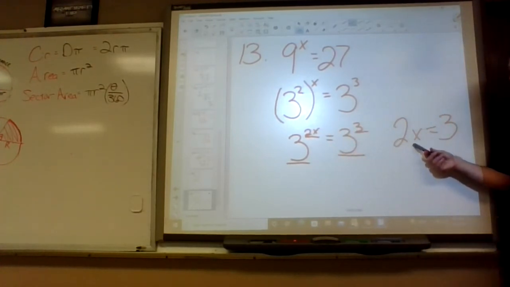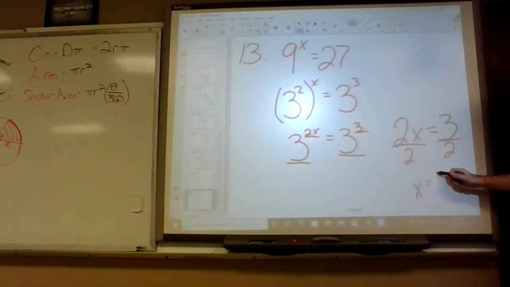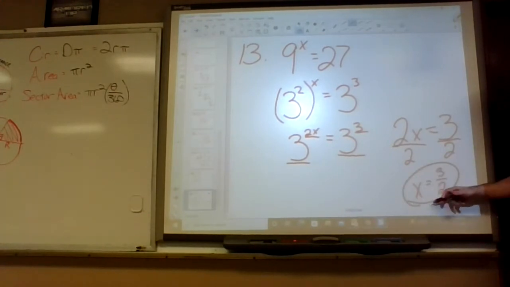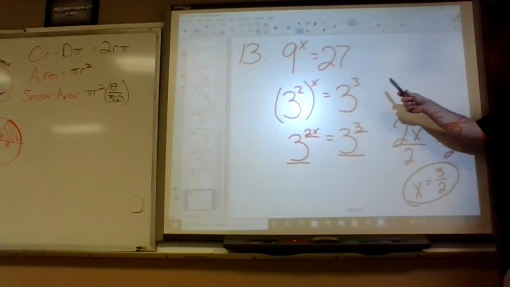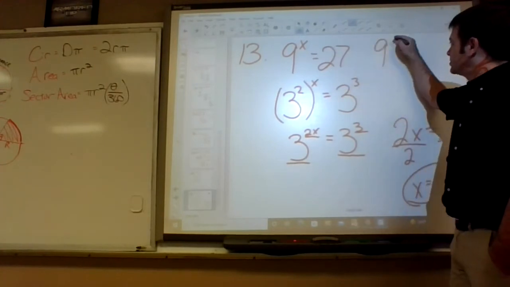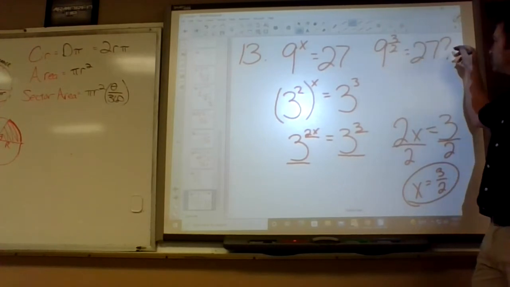So what x value do I need for 2x to be equal to 3? Solve this for x. 3 divided by 2 is, well, you could say it's 1.5, or you could just leave it as 3/2. You guys know how we could check this answer? Plug it back in. Does 9 to the 3/2 equal 27? You plug that in, you should get 27.